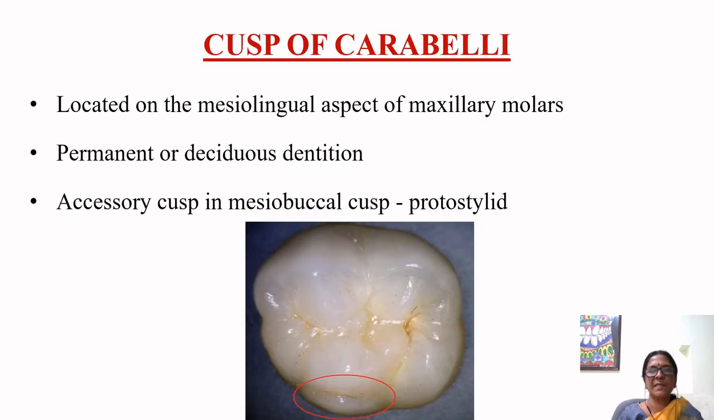Accessory cusps: the cusp of Carabelli is located on the mesiolingual aspect of the maxillary molars, usually seen in the permanent or even in the deciduous dentition. An accessory cusp on the mesiobuccal cusp is the protostylid.